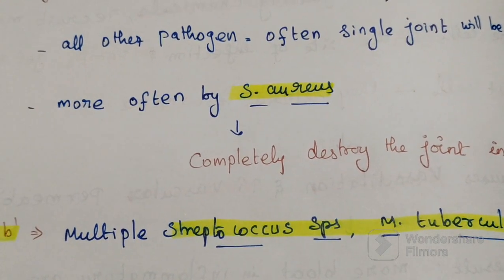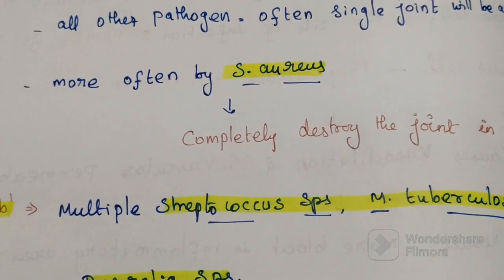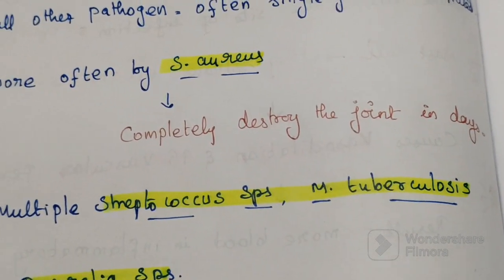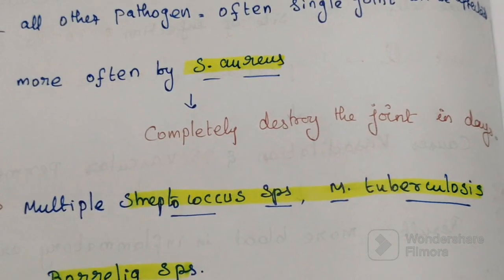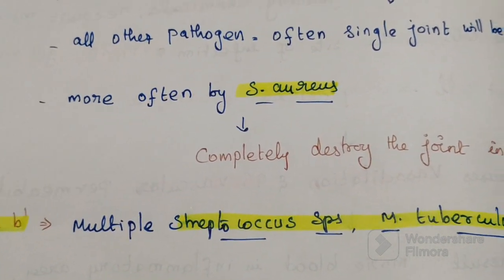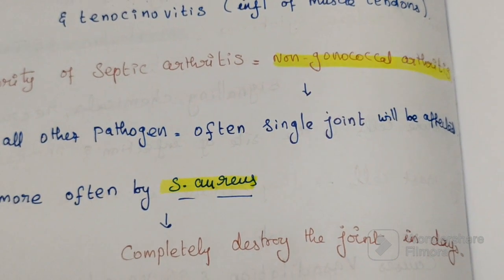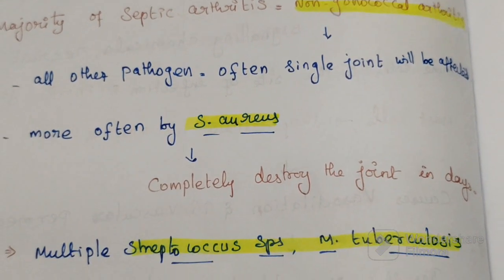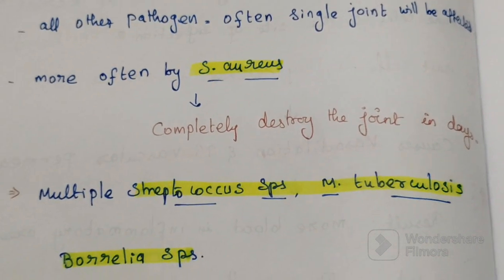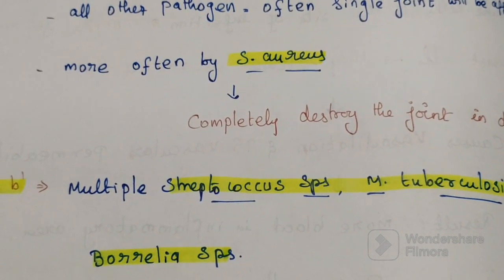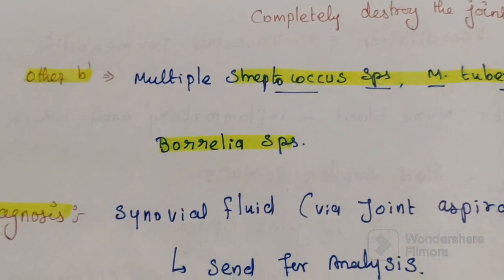Bacterial causes include multiple streptococcal species as well as Mycobacterium tuberculosis and Borrelia species. So non-gonococcal arthritis is caused by Staphylococcus aureus, Streptococcus species, Mycobacterium tuberculosis, and Borrelia, which also causes Lyme disease.